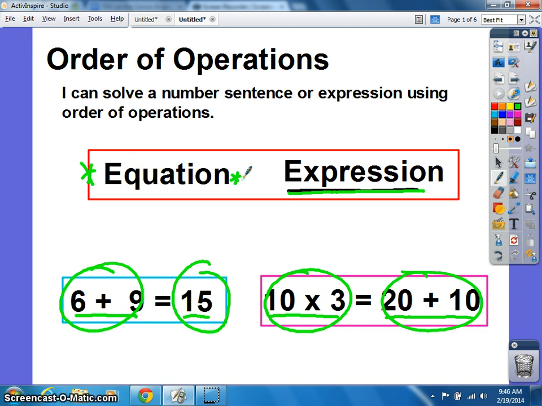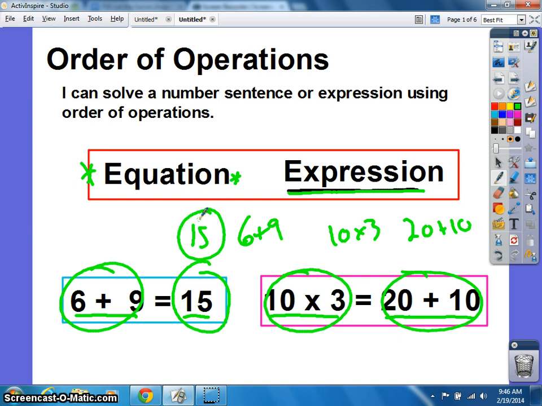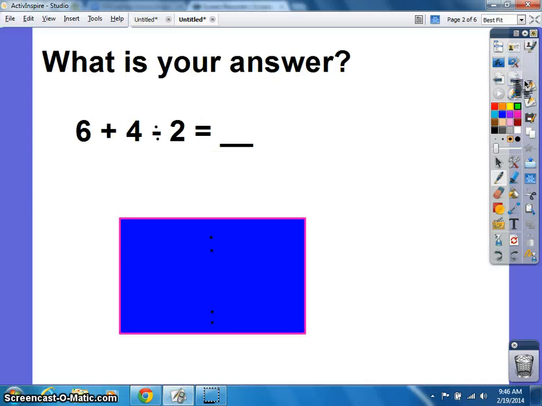Our expression can be 15, or it can be 6 plus 9, or it can be 10 times 3, or it can be 20 plus 10. They're all a little bit different. It can just be an answer. An answer is an expression. It doesn't need a plus sign, a minus sign, or a multiplication or division sign. So just so you know, expressions are inside of an equation. They're the smaller parts of the equation. Let's move on and learn about order of operations.